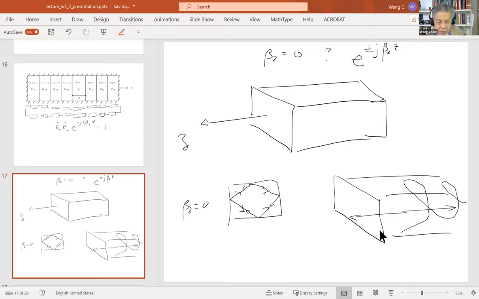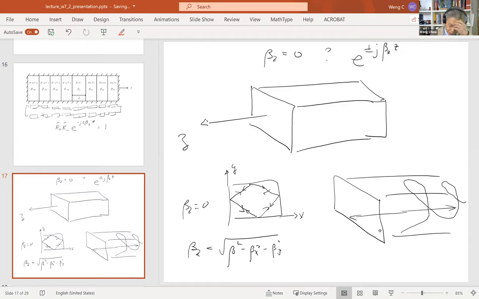The mode just bounces around in the x and y direction, but doesn't move out of the paper. Can you envision such a mode? That is what beta z equal to zero means, okay? So beta z is equal to beta square minus beta x square minus beta y square.